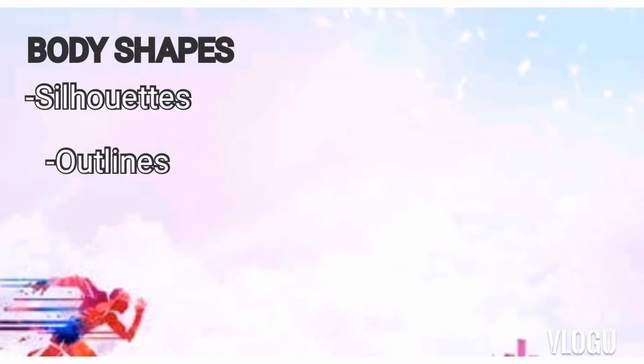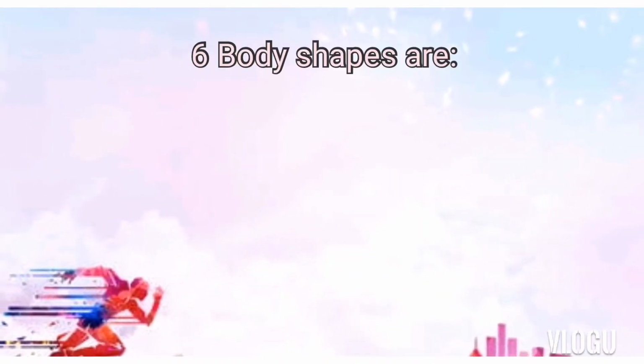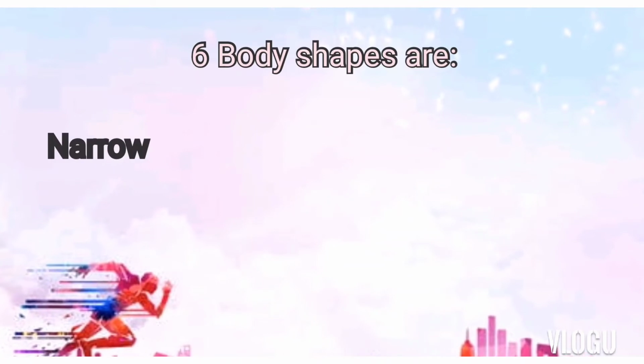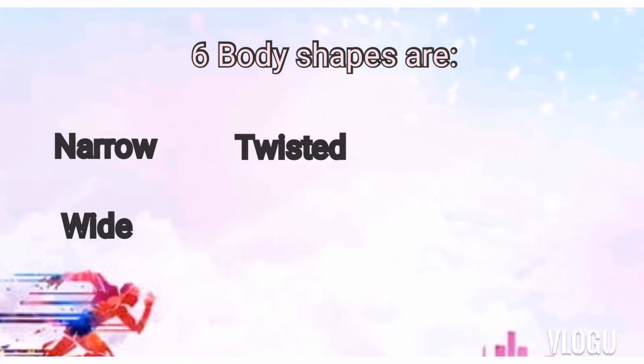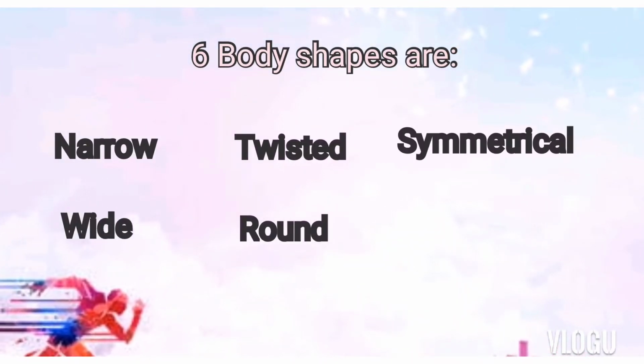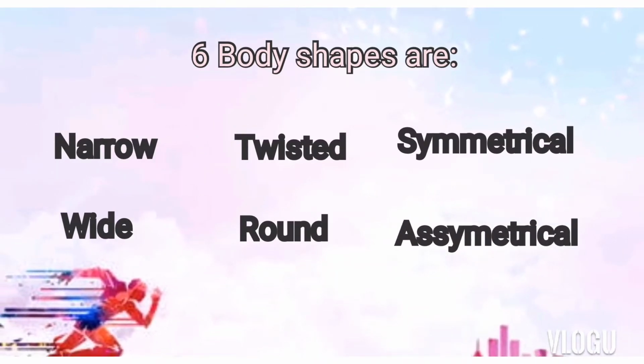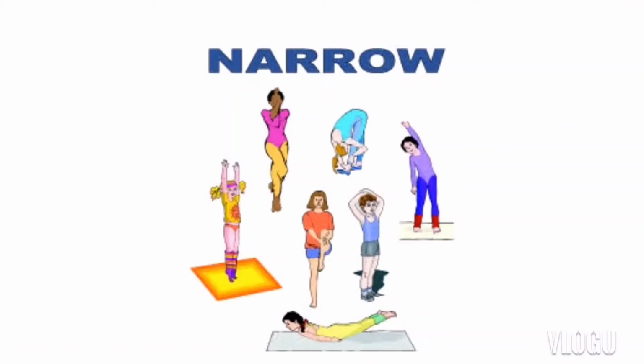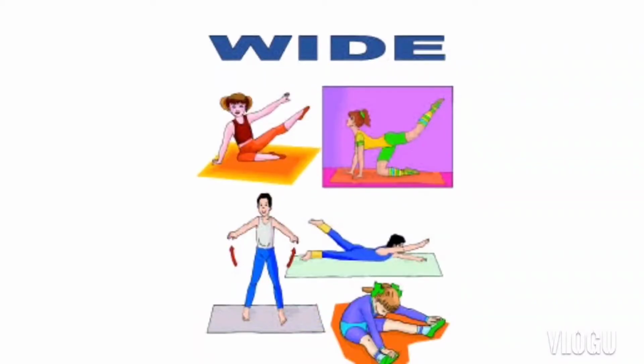The second category is the body shapes, which form silhouettes, outlines of the body in space. The 6 body shapes are narrow, wide, twisted, round, symmetrical, and asymmetrical. If you keep your arms and legs close to your body, it creates a narrow shape. This is an example of a wide shape, with arms open wide and feet slightly apart from each other.